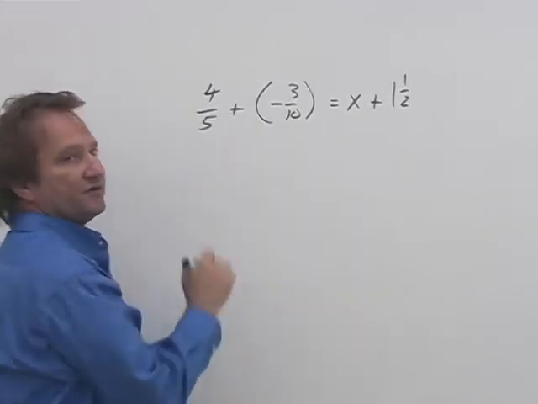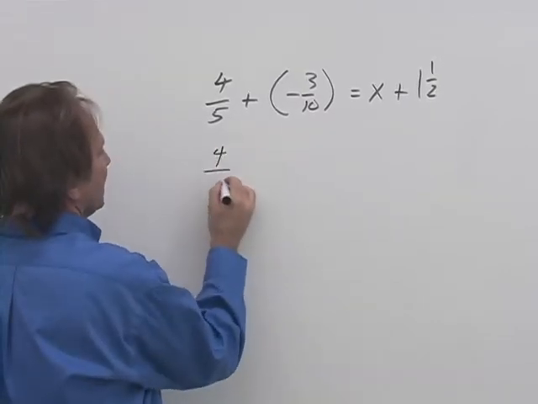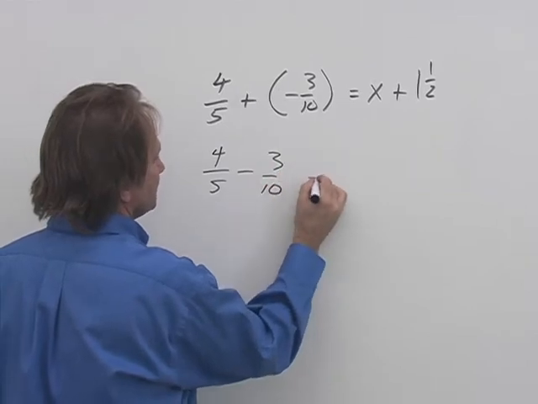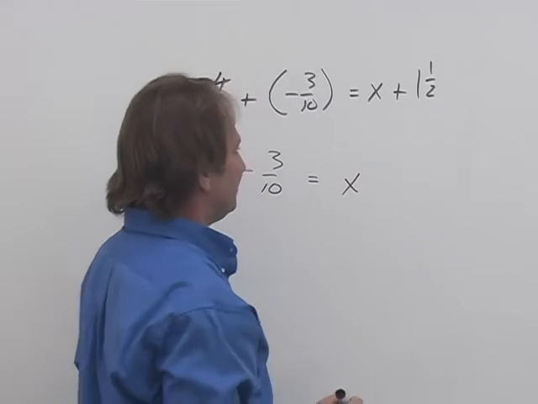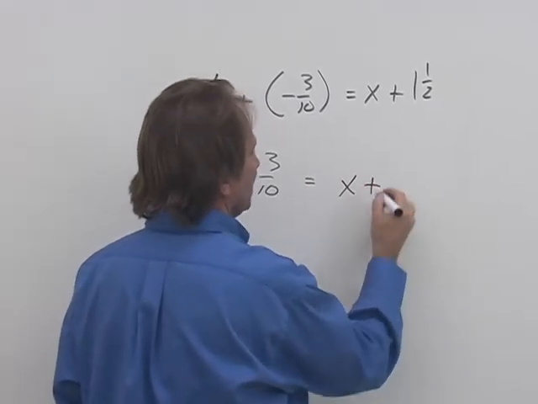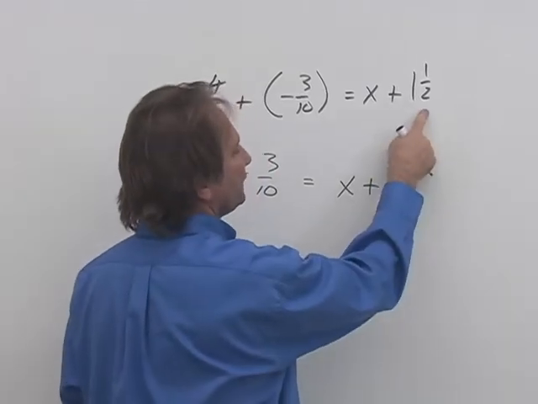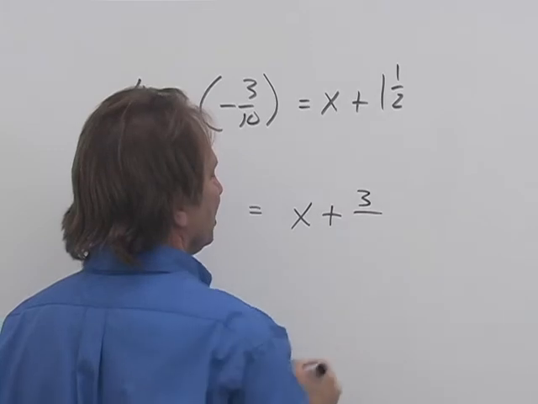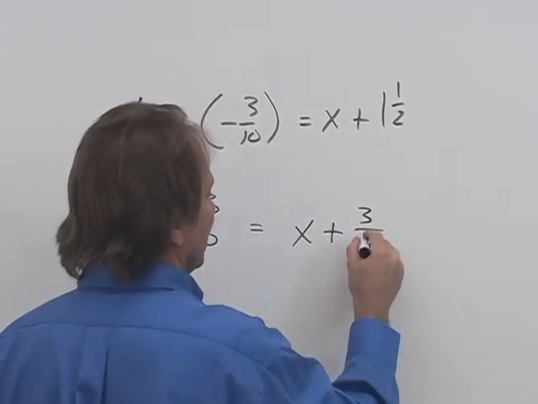away because the number inside the parentheses is negative. The left side is going to become 4 over 5 minus 3 over 10. And then I'm going to work with this 1 and 1/2. I'm going to convert that to an improper fraction, which is easier to work with. Take 1 times 2, which is 2, and add 1, which is 3. So the improper equivalent to 1 and 1/2 is 3/2.